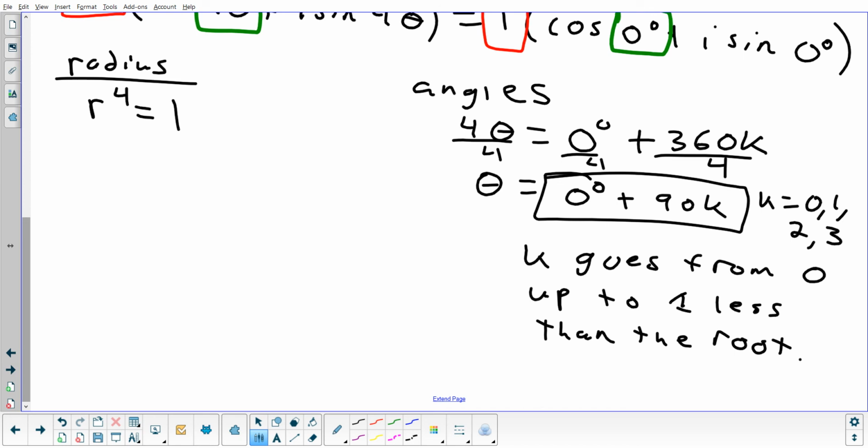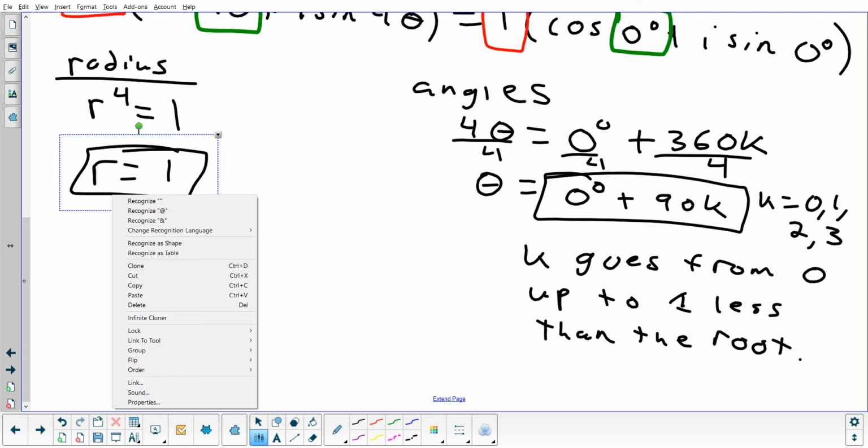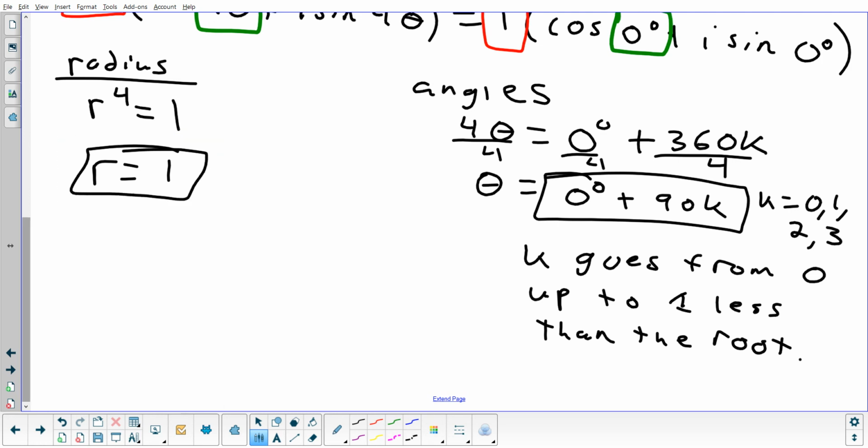So we have our formula for our angle. We'll plug in the values for k in a minute. We have our formula for the radius. We need to solve that. What can you raise to the 4th power and get 1 as the answer? Yep, 1. That's going to be your radius in all the different answers we write.